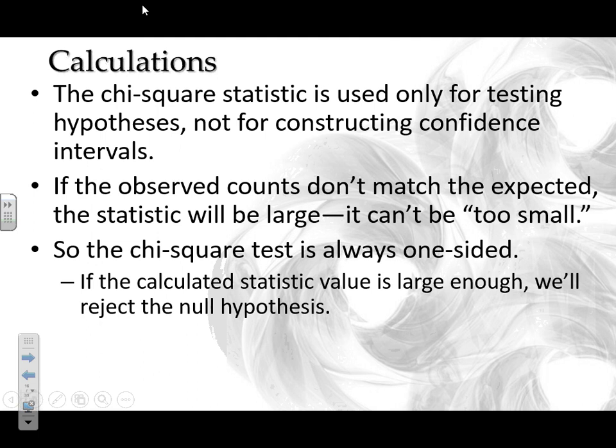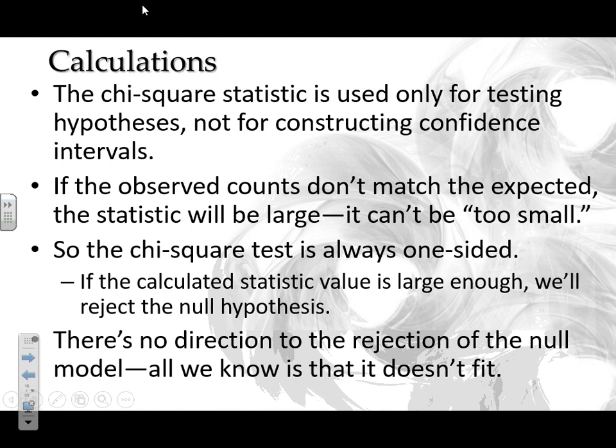So, the other thing to make sure we know is the chi-square test is always one-sided. If the calculated statistic value is large enough, we will reject the null. So it's always to the right. We can never work one to the left because we can't work with negatives.